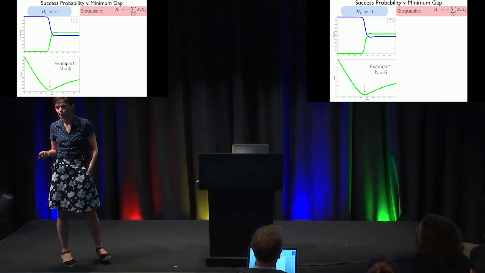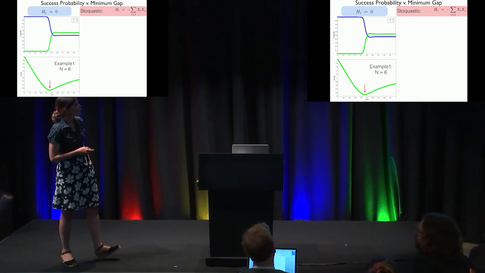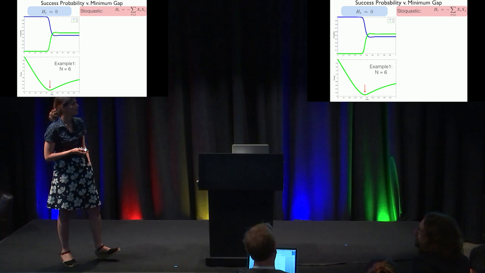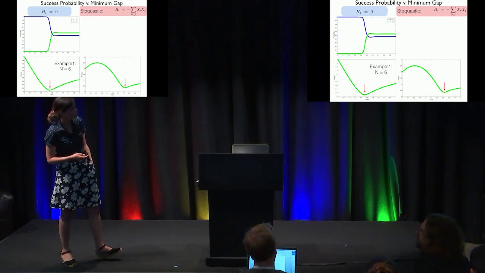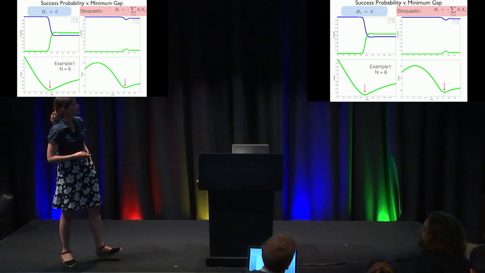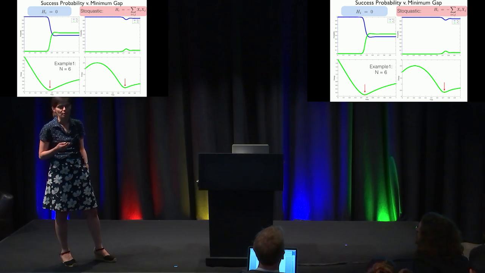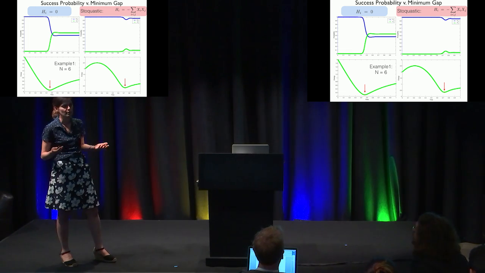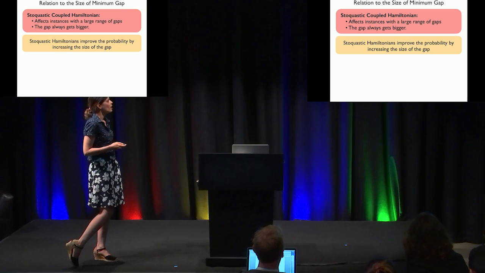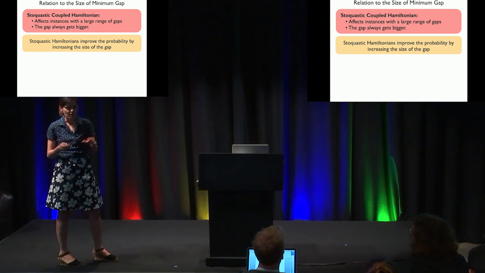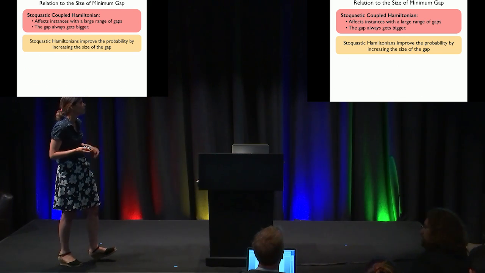So we end up with a bad probability. Now, if we turn on the non-stochastic terms, then we see that the gap actually increases a little bit, and as a consequence, it doesn't really affect the probabilities that much anymore, and the probability is basically increased. So what happens in the stochastic case kind of makes sense.